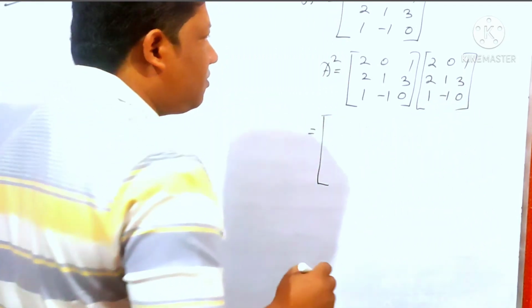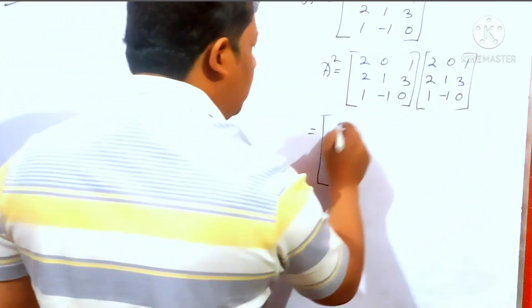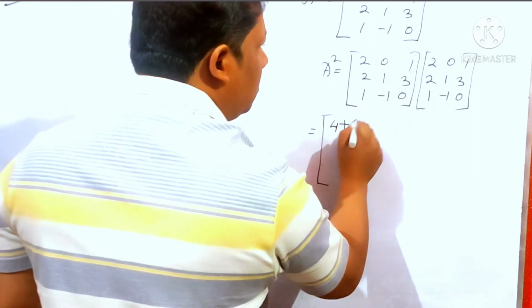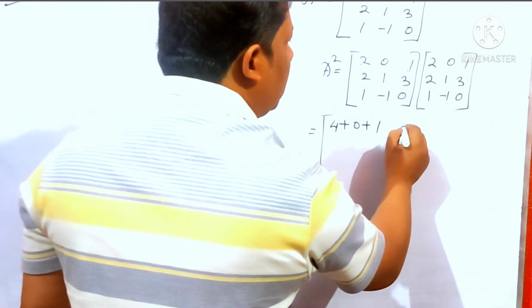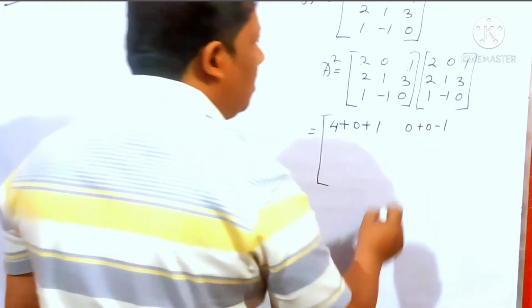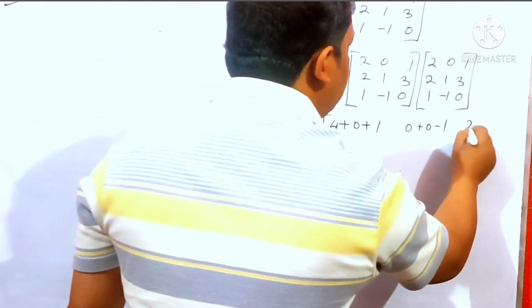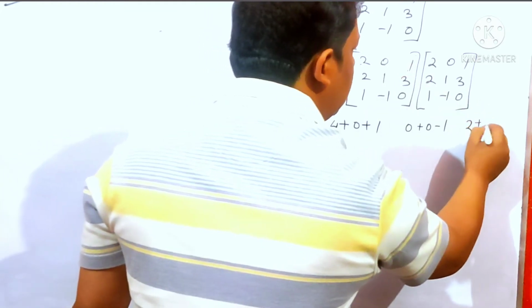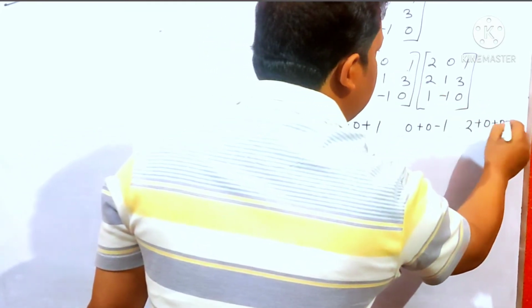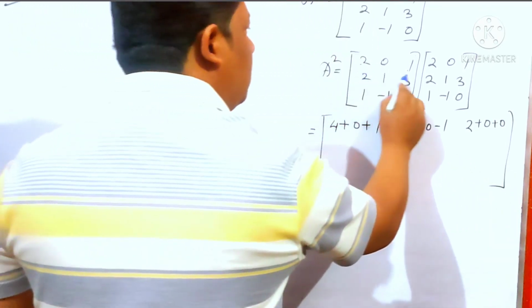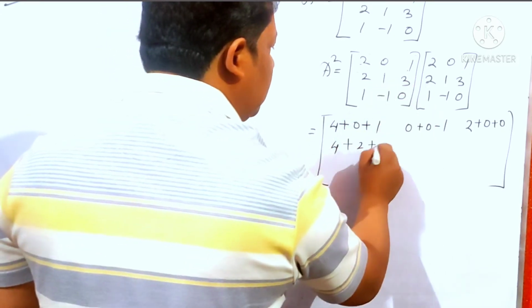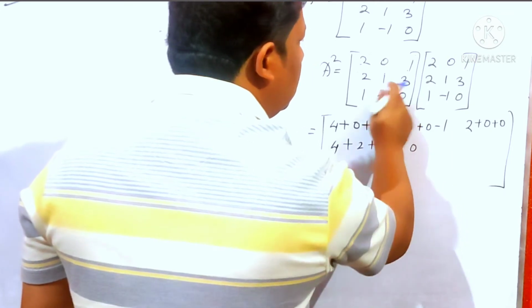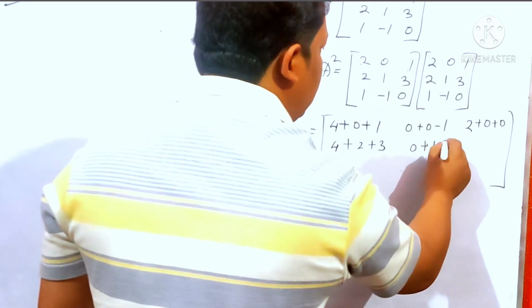Now you multiply row by column. 2 into 2 is 4, 0 into 2 is 0, 1 into 1 is 1, so plus 1. Again this row multiplied by this column, you get 0, 0, minus 1. Again this row multiplied, you get 2 and 0, and these two terms multiplied again give 0. Again this row multiplied by this, you get 4 plus 2 plus 3, and again 0, 1 and minus 3.